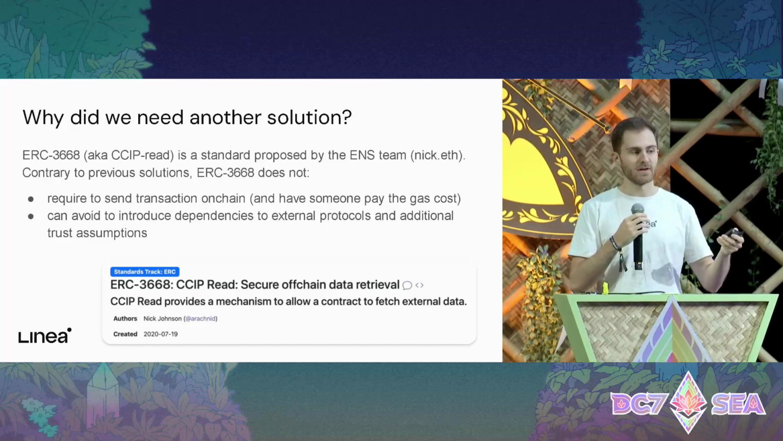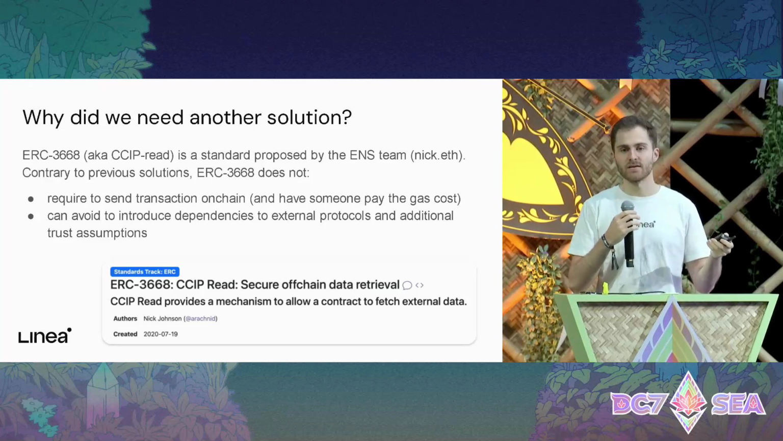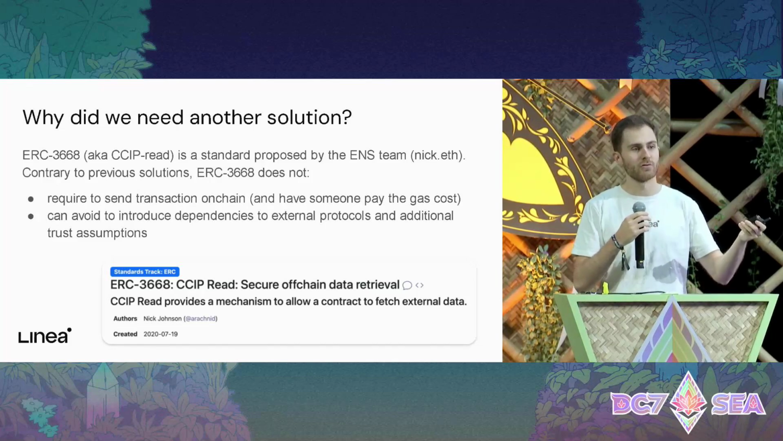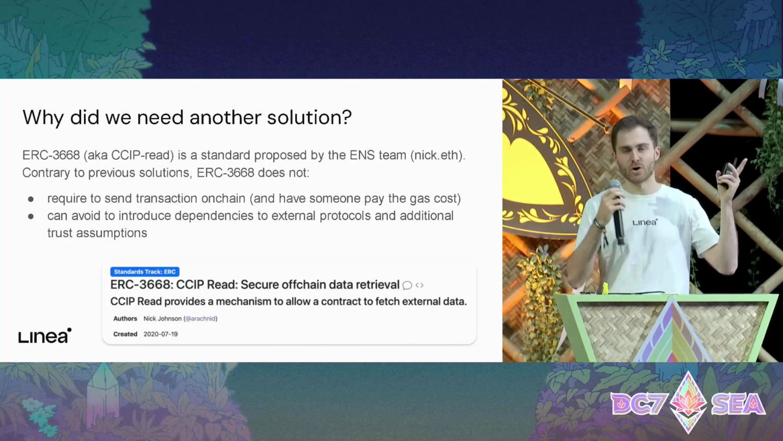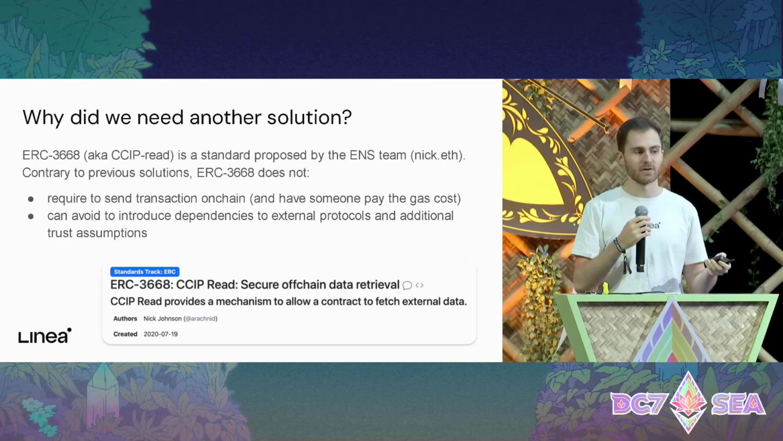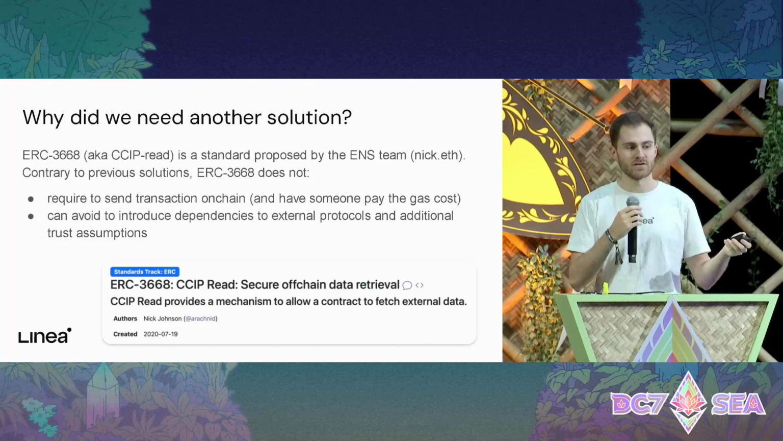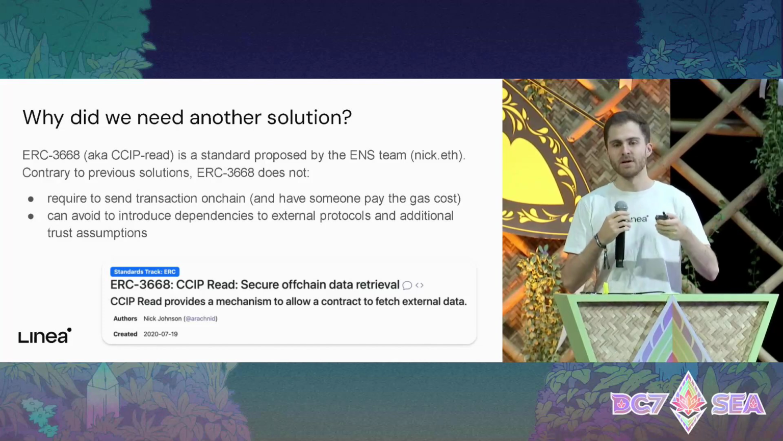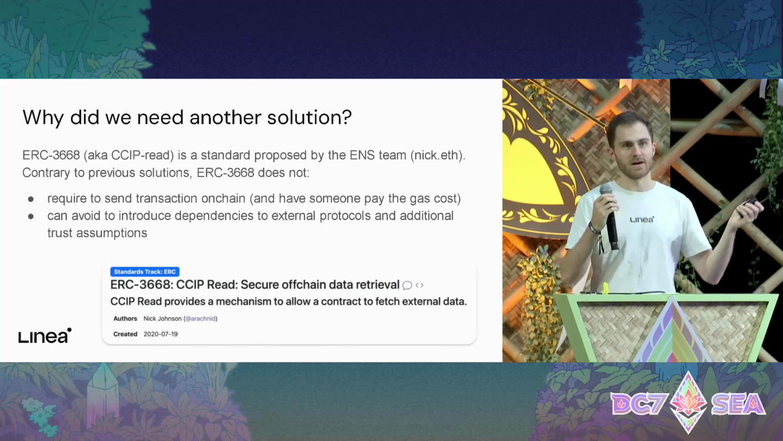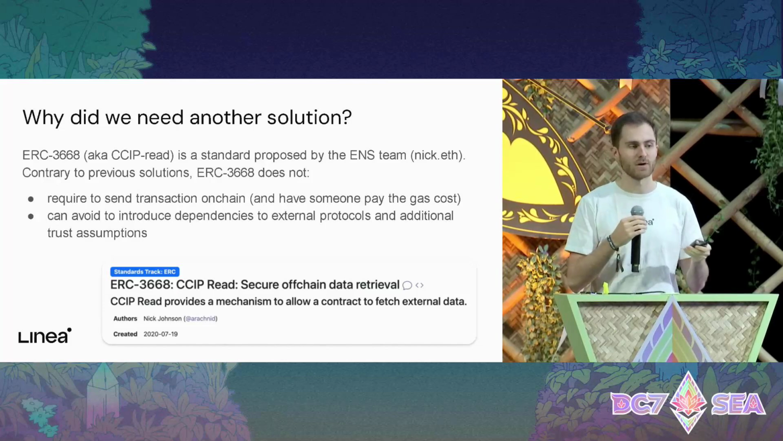So the first benefit is that it doesn't require any transaction to send on chain compared to all the other solutions that we mentioned. So this is more efficient in a way if you don't need to store the data on chain because you don't have to pay the gas cost. You also avoid dependency on external protocols because it's an ERC on top of the protocol, but doesn't have those dependencies and external additional trust assumptions as well.